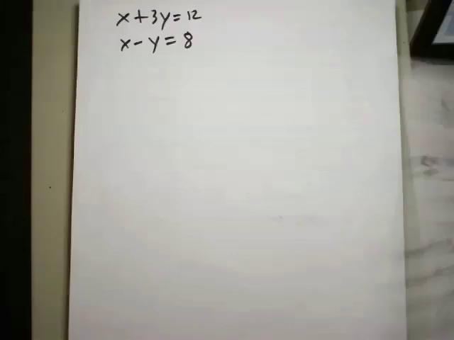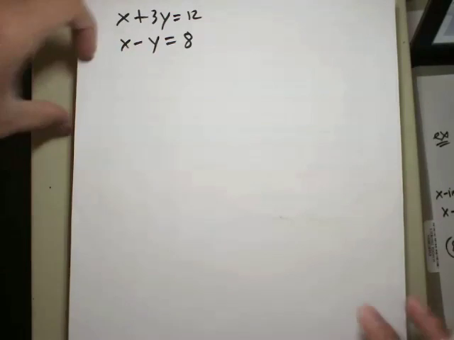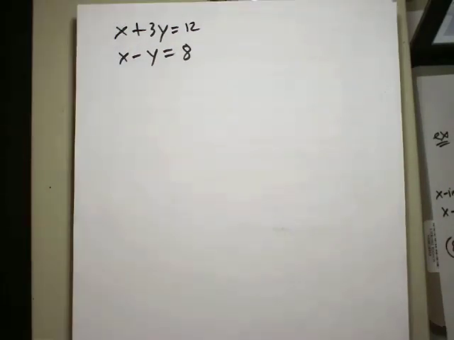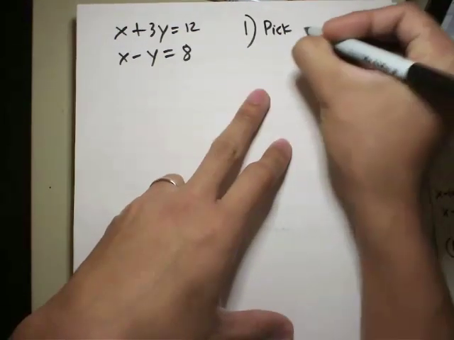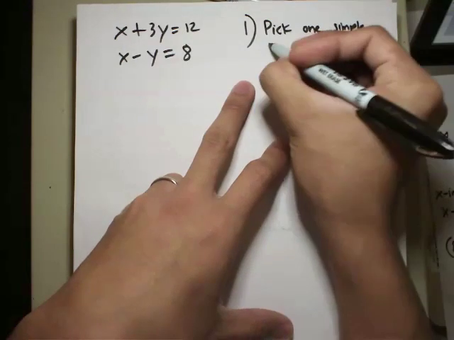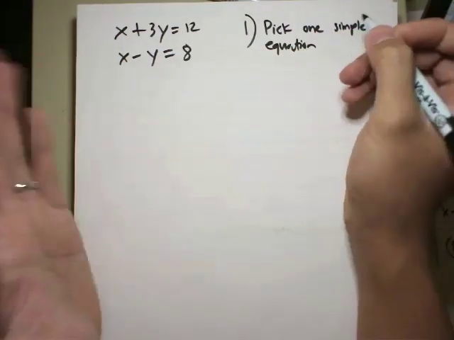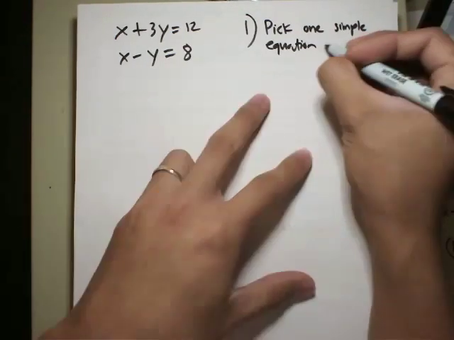We'll see if that's going to be accurate or not, because the substitution method is the way to go if you want to obtain an exact solution. So the key step to the substitution method is that here's the first step. You need to pick one simple equation. You've got to pick one that looks the simplest to you, and then solve for the simplest variable in that equation.